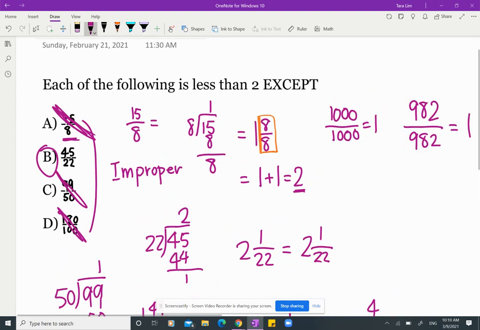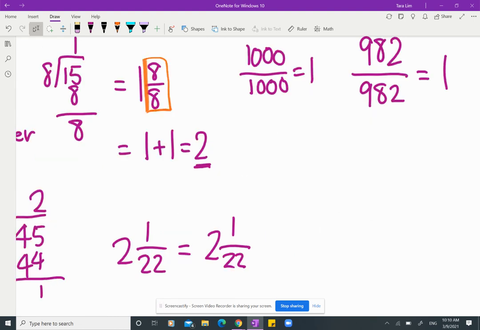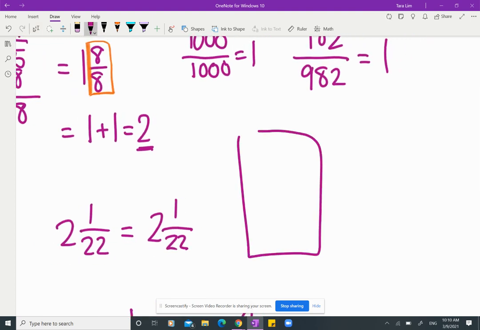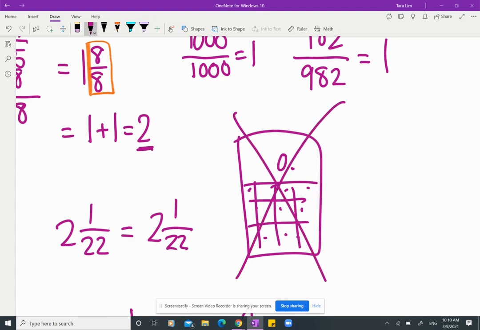Also, when we're calculating an improper fraction and we want to convert it into a mixed number, please, please, please do not use a calculator. Because if you use a calculator, the answer will give you a decimal. So do not use a calculator.